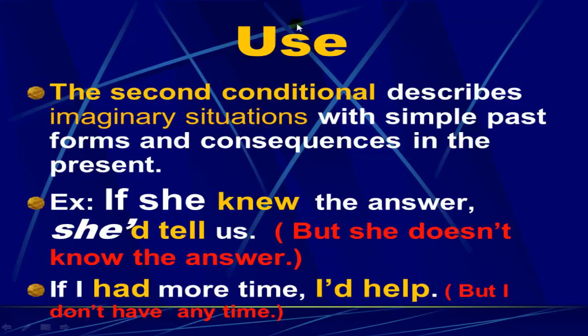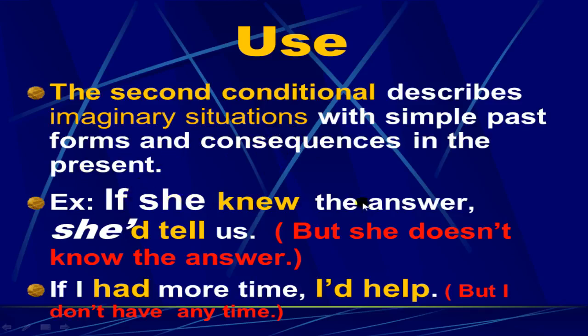Why do we use the second conditional? Because it describes imaginary situations, not real. Imaginary situations with simple past forms and consequences in the present. The result, the consequence, refers to the present.